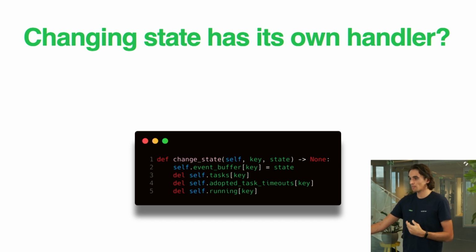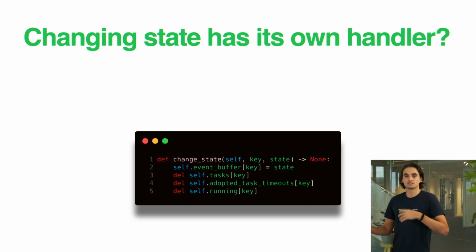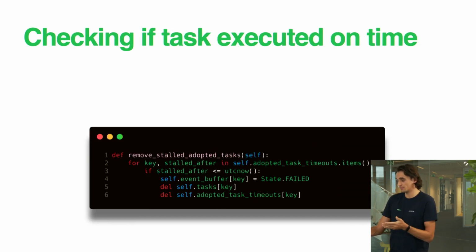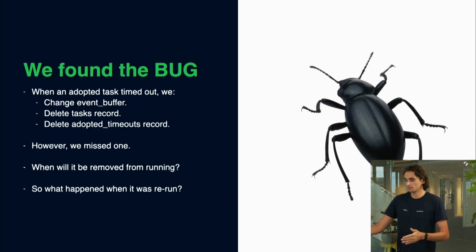Now let's compare this to the change state handler that we found, because apparently in this distributed executor class, there was also a change state function. This was almost the same as you saw previously. Lines 2, 3, 4 are exactly the same as you saw in the previous slide on lines 4, 5, 6. But line 5 is a bit different. That one wasn't on the adoption time check. So that's where I found the bug.